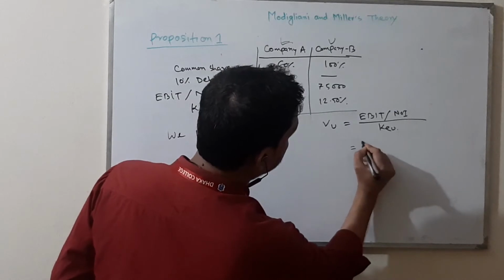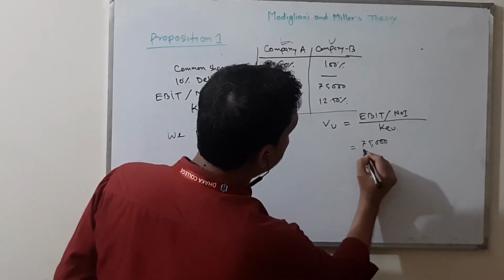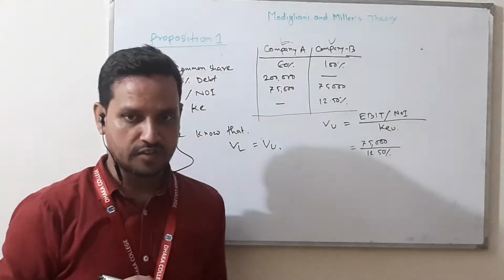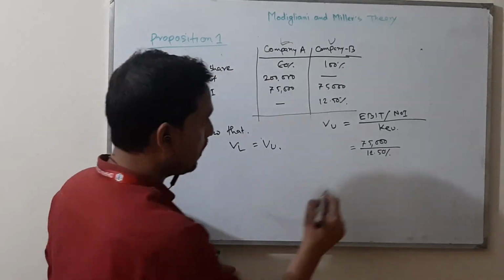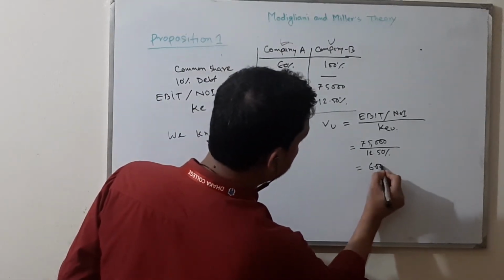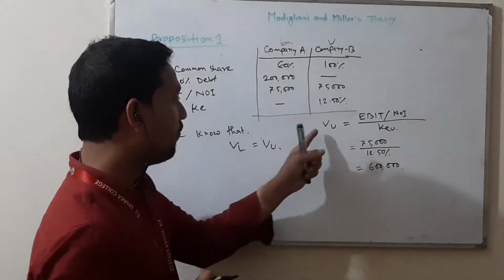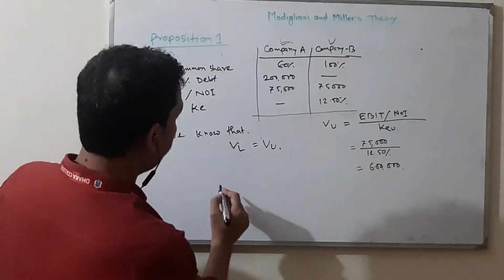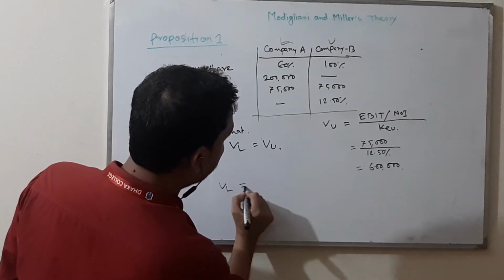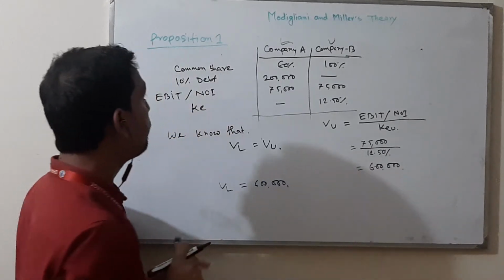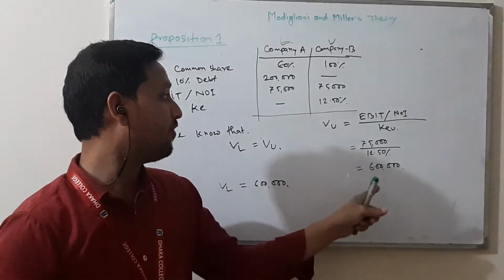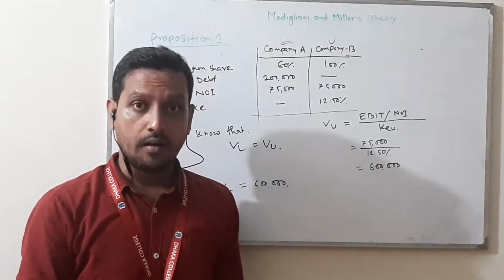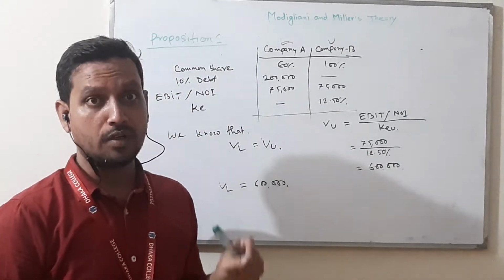So here 75,000 taka, then overall cost of capital is 12.50%. Okay, so it is 6 lakh. The value of the unlevered firm, I mean the total value of company B, is 6 lakh. So the value of the levered firm, for proposition 1, equals 6 lakh taka. So from proposition number 1, we get the value of the firm of company A and company B is 6 lakh taka. So dear students, I expect that all of you already understand what I want to say.